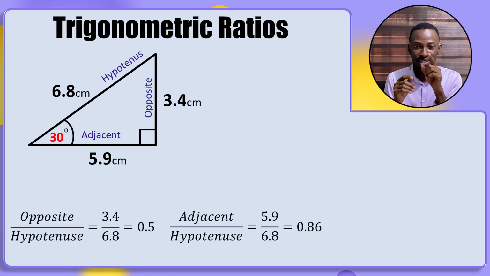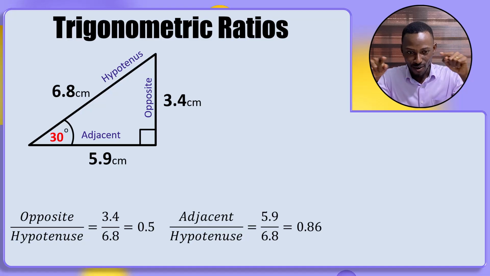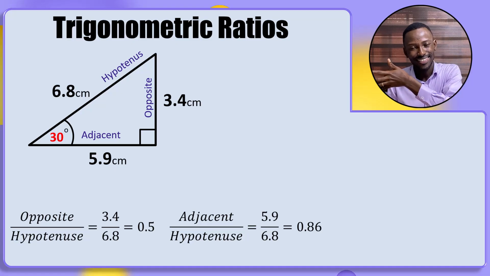0.86. So now your own, when you divide your adjacent by the hypotenuse, what did you get? Did you also get 0.8 something? Write in the comment section. If you've gotten it, just drop yes. Good.